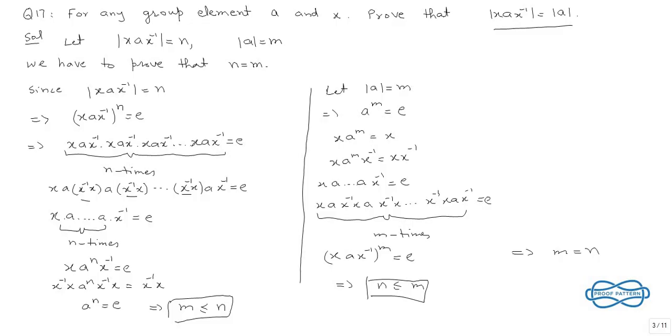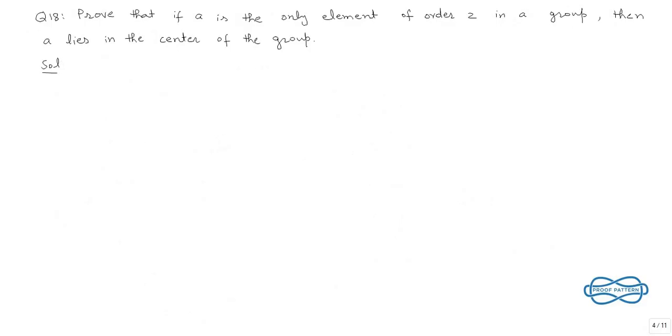Now we move to the next question, which is question number 18. The statement of question 18 is: prove that if a is the only element of order 2 in the group, then a lies in the center of the group. This means a commutes with every element of the group G.